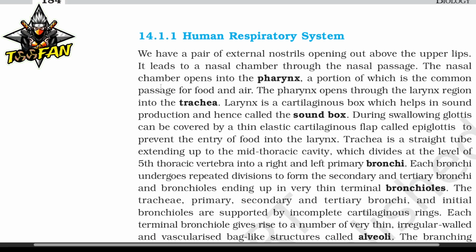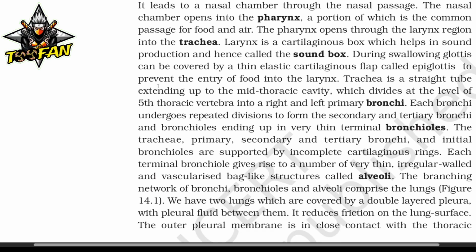Trachea is a straight tube extending up to the mid-thoracic cavity, which divides at the level of the fifth thoracic vertebra into a right and left primary bronchi. Each bronchus undergoes repeated division to form the secondary and tertiary bronchi and bronchioles, ending up in very thin terminal bronchioles. The trachea, primary, secondary, and tertiary bronchi and the initial bronchioles are supported by incomplete cartilaginous rings. Each terminal bronchiole gives rise to a number of very thin, irregular-walled and vascularized bag-like structures called alveoli. The branching network of bronchi, bronchioles, and alveoli comprise the lungs.